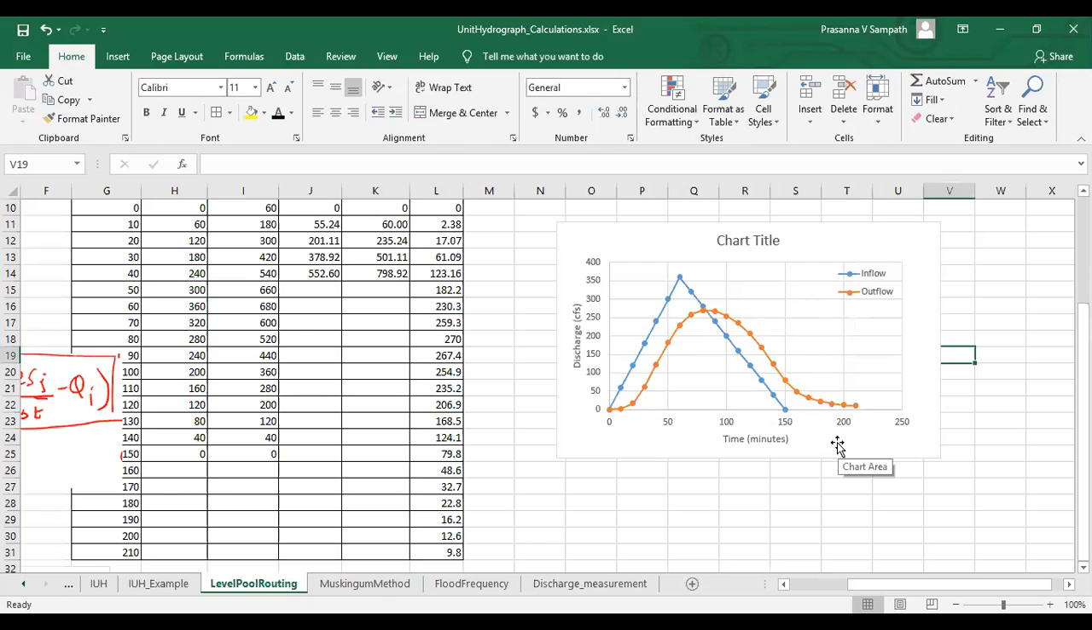So these are the 2 features that are noteworthy. One is that the peak, which used to be about 350 cubic feet per second, has now become smaller, somewhere around 270 or so. And then the time to peak, it used to be something like 60 minutes, and now the time to peak has become 80 minutes. So to that extent, the reservoir has been able to absorb the incoming flood, lower the peak, and increase the time to the peak on the outflow side. All right, any questions? Any questions at all?